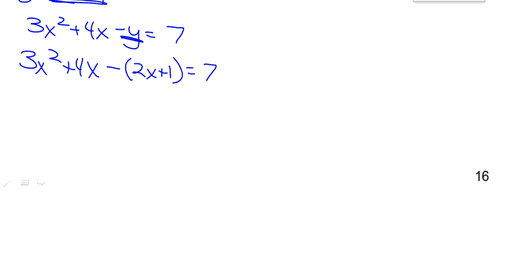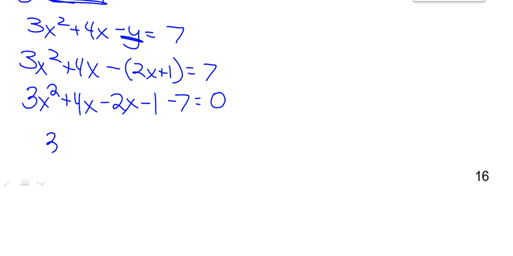And so we're just going to have 3x squared plus 4x minus 2x minus 1. Oops. Wow, I was going to do my arithmetic wrong. Minus 1. Can I do this minus 7? Because I feel like I'm going to get one side equal to 0. So I have 3x squared plus 2x minus 8 equals 0. So you take a moment, figure out what x is. And I'll look at them.